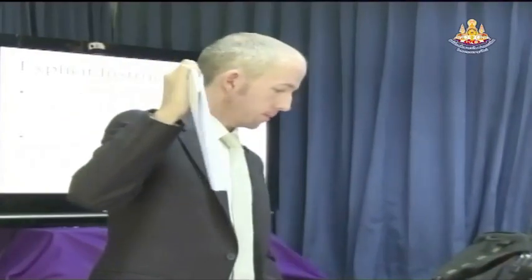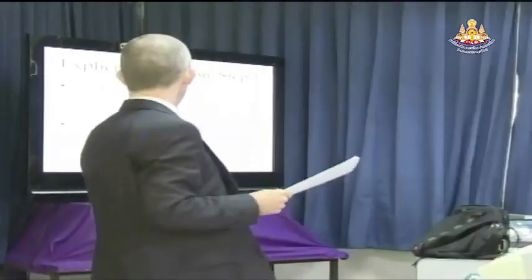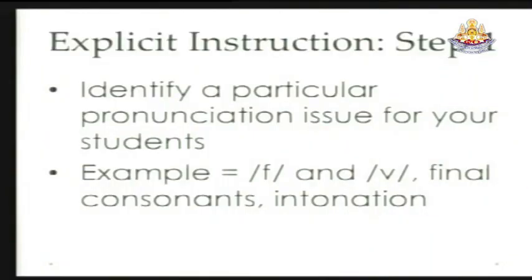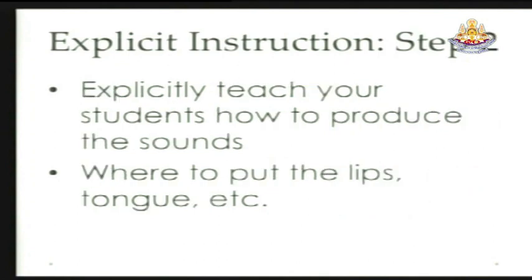Okay, you should be almost finished with the reading. So let me talk just a little about explicit instruction. What do you need to do first? Step 1, identify the sound. What's the problem? F and V, S and Z. What is difficult for your students? Choose the problem.